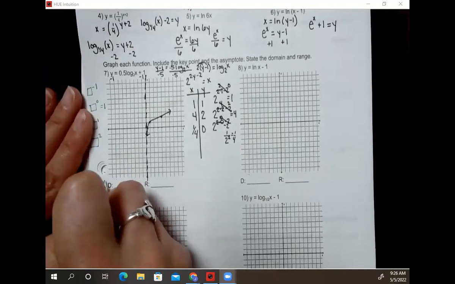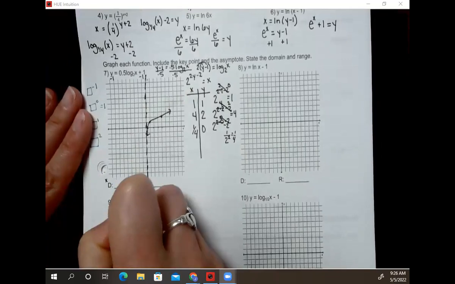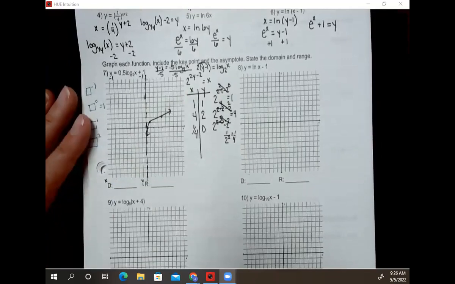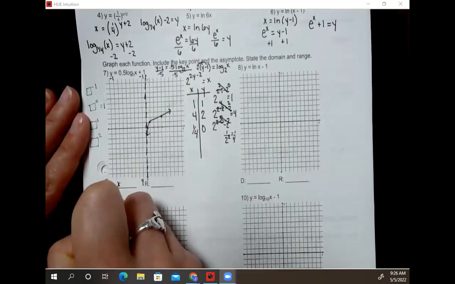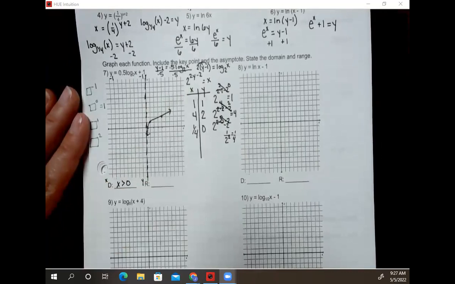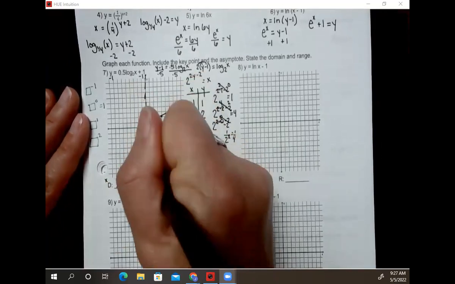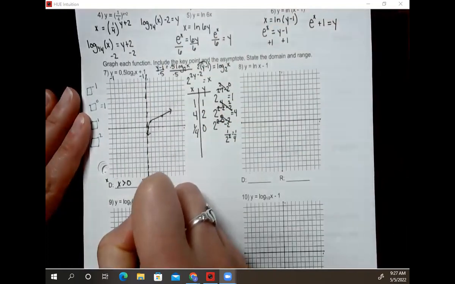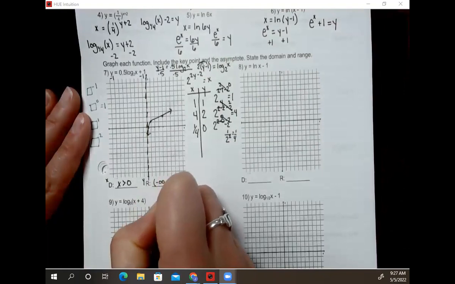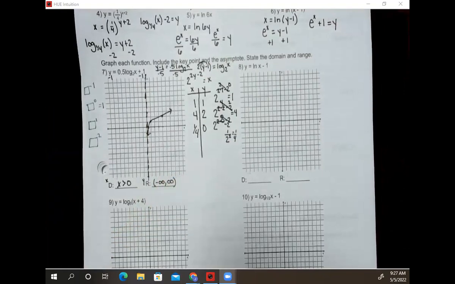Remember, domain refers to our x values, range refers to our y values. My domain is going to be limited by my asymptote. So this will have to be x values greater than 0. Our range is not limited. We're going to keep going down forever. We're going to keep slowly going up forever. So my range would be anything from negative infinity to positive infinity.